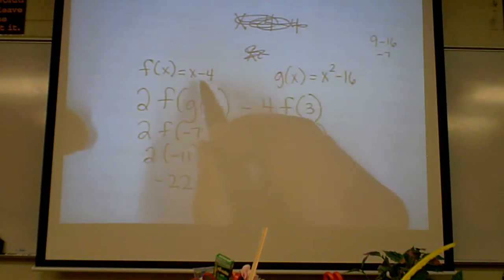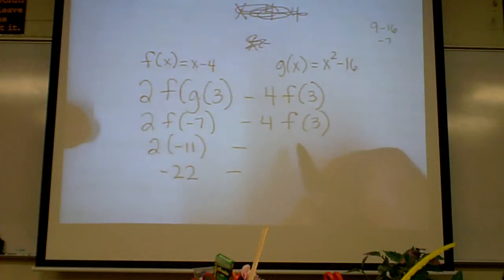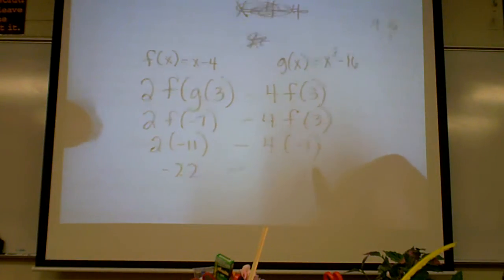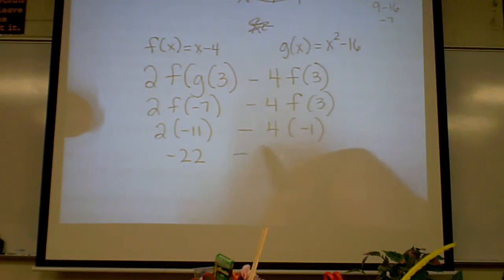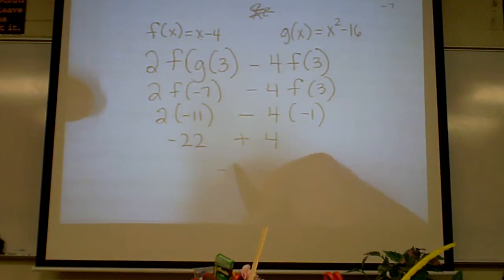Plug 3 right here. What's 3 minus 4? Negative 1. So you have 4 times negative 1, negative 4. Then what? Easy? It's really not that bad.